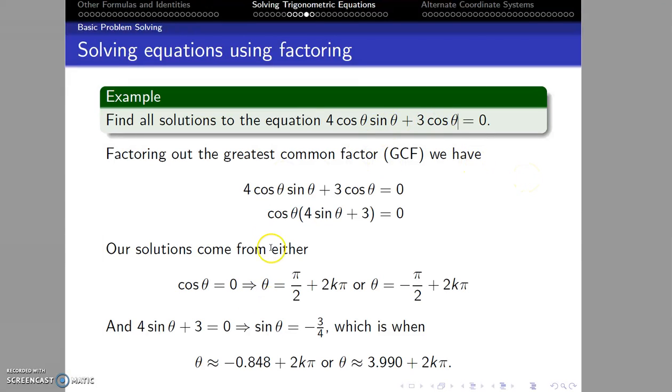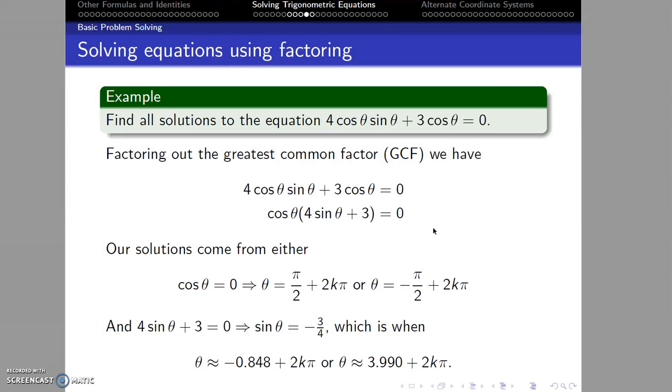If I factor out the cosine, which I can do, because cosine of theta is a thing that is being multiplied, right? Cosine itself is not a multiplicative function, but cosine theta, that is multiplied, that is still going to satisfy the commutative property of multiplication. Not the distributive, but the commutative property. And so we can factor that out. And so I've got cosine theta being multiplied onto 4 sine theta plus 3. And all that equals 0.